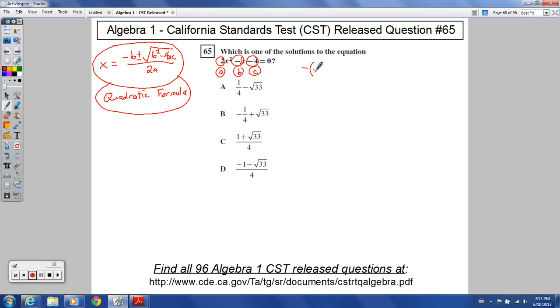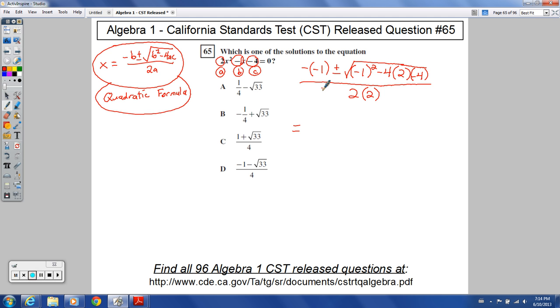So you have the negative of negative 1. It's negative b, so it's the negative of whatever b is. b is negative 1, so you have negative, negative 1, which will change to positive, but we'll get there in a second. Then you have plus or minus the square root of b squared, negative 1 squared, minus 4 times a, which is 2, times c, negative 4. All of that is over 2 times a, and 2 times 2 in this case is 4.